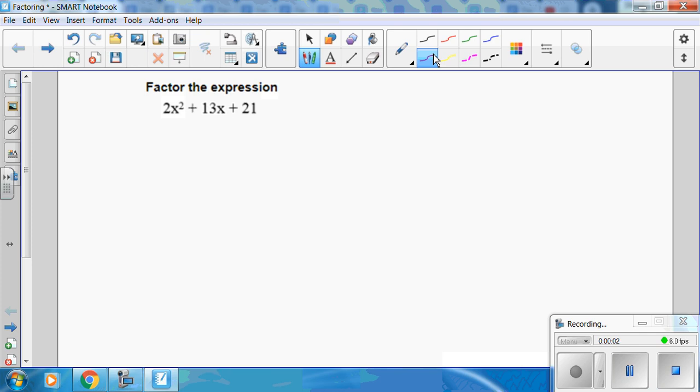Okay, so we first look to see if we have a greatest common factor. We don't have that here. So we're going to factor the trinomial into two binomials. Look at the second sign. It's a positive. So that means the signs that we plug in are going to be the same. Then we look at the first sign to tell what they're both going to be. So plus and plus.